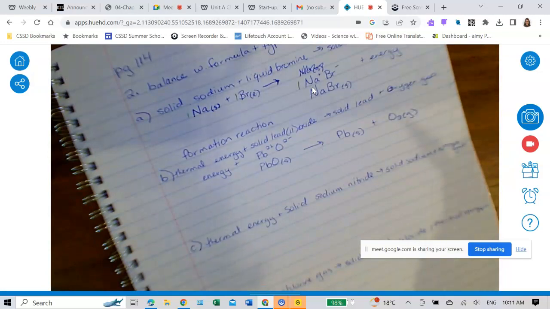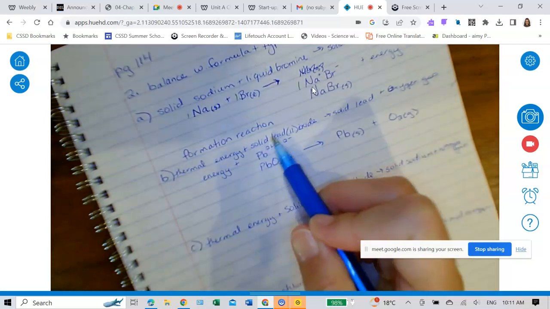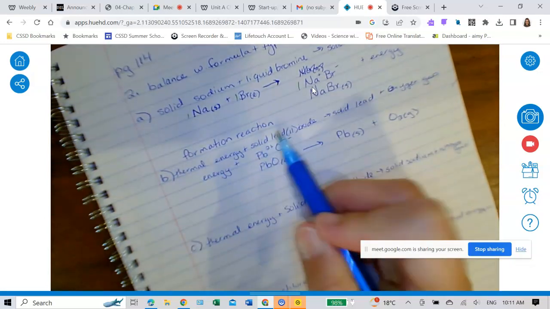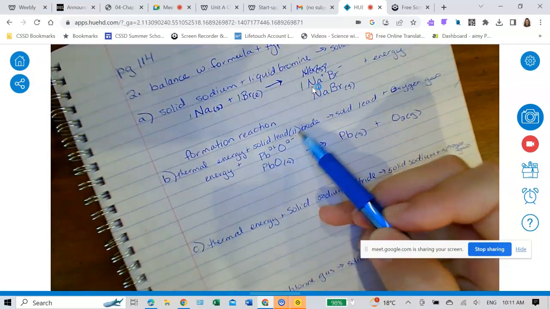Okay, I got my formula written. So thermal energy, lead oxide, a metal compound, so we care about the charges. So we have a 2+ charge. How do we know that? Because it said to use this one.